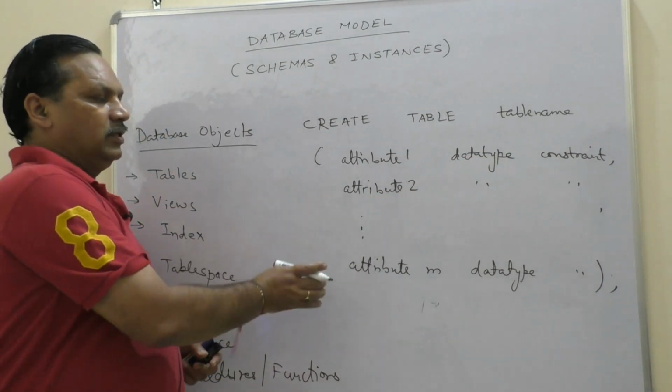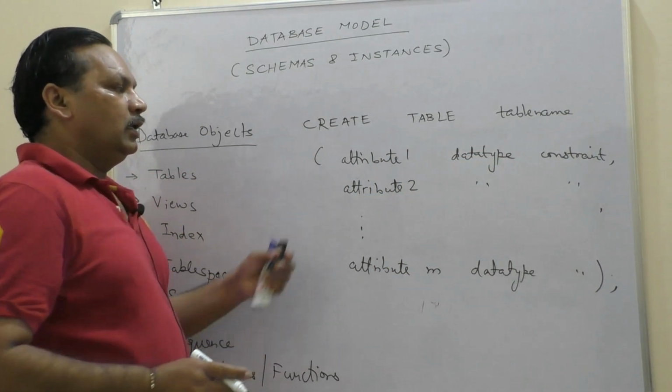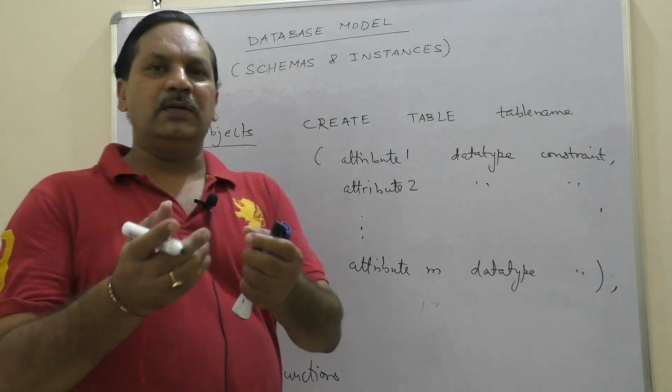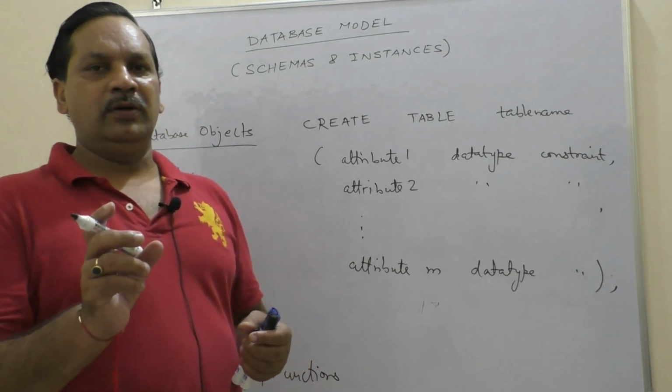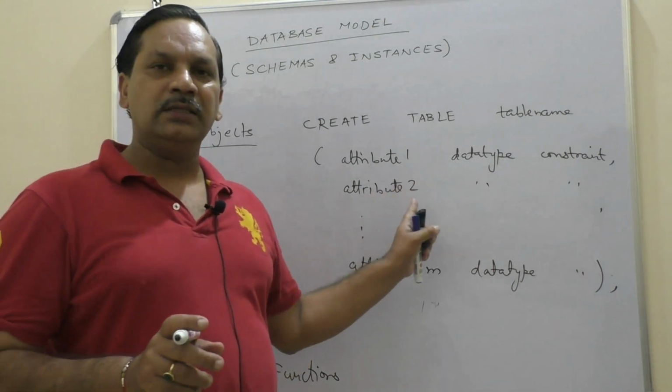I'll just give you an example. This is the syntax for how you create a table. Suppose I create a table, say student, and I have put marks as an attribute. Now what will the attribute be? Marks. And what is the data type?